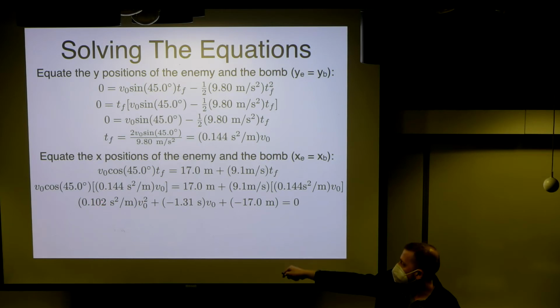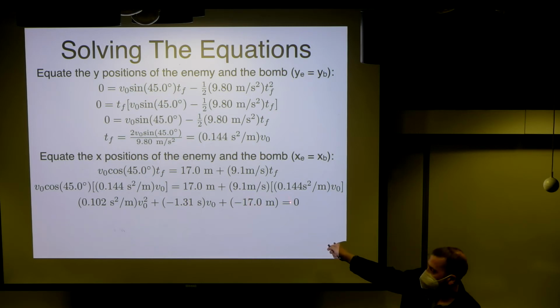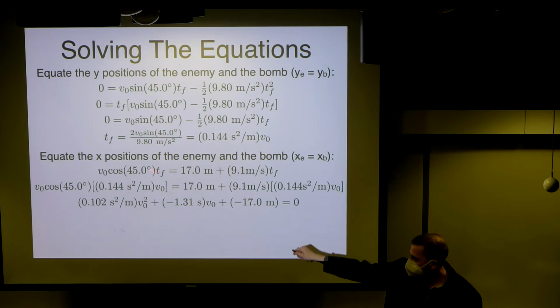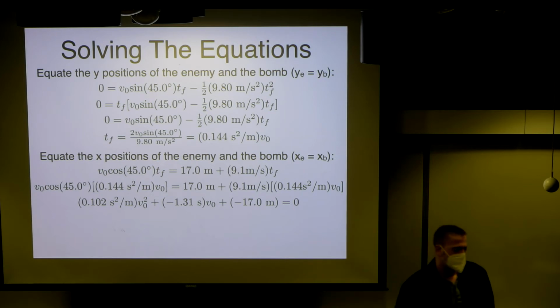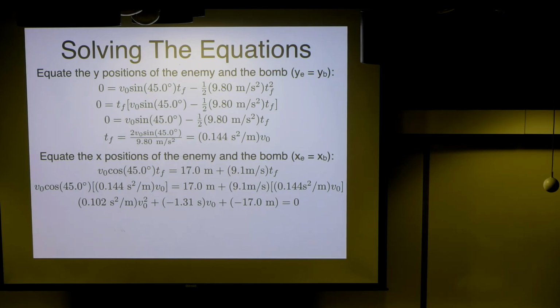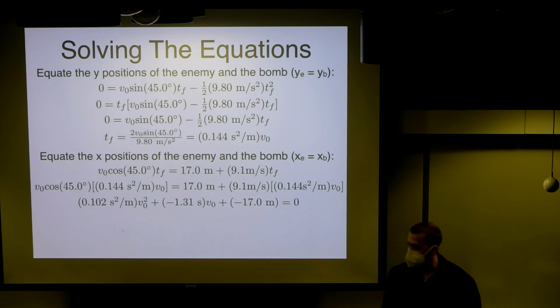So we get 0.102 V naught squared minus 1.31 V naught minus 17 equals 0, okay? That's just what this expression works out to when you crunch some of the numbers. And what's the quadratic formula? Remind me again. Minus B plus or minus square root of B squared minus 4AC over 2A. Very good. So yeah, that's the formula we'd have to apply to solve for V naught here, right?